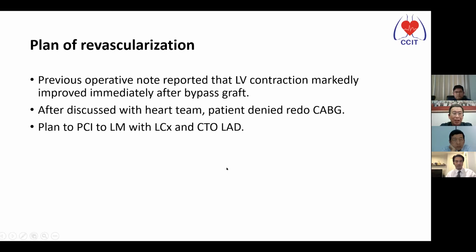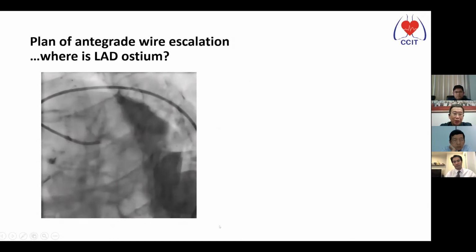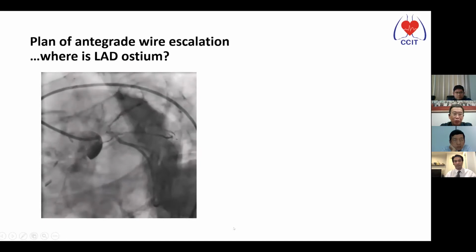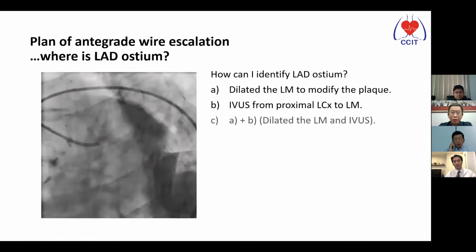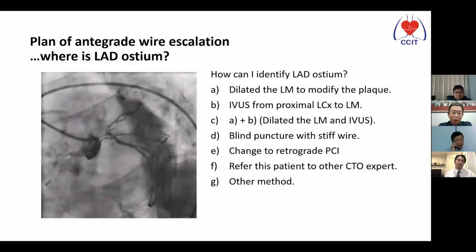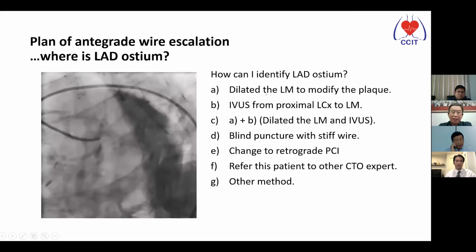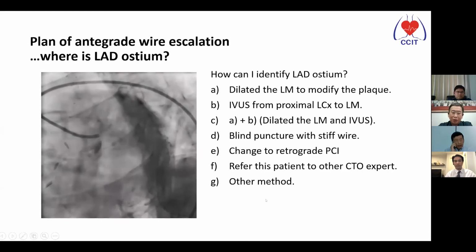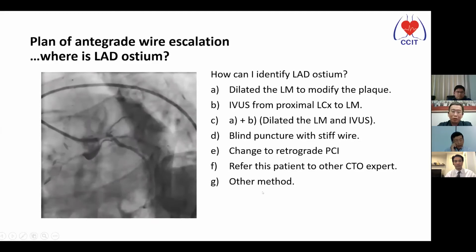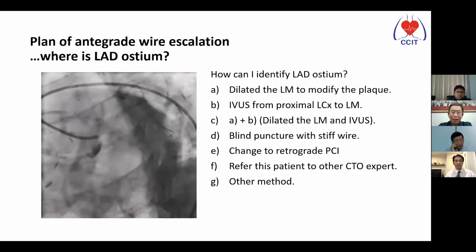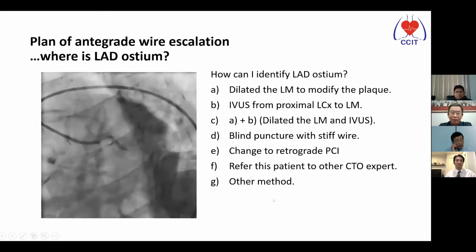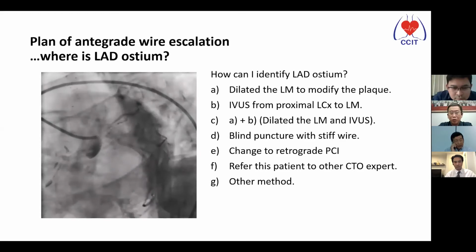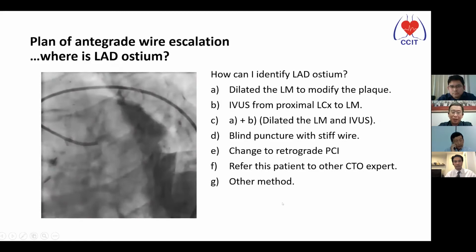But the problem is that in this angiogram, we cannot see the opening of the LAD. So where is the LAD ostium? What should we do to identify the LAD ostium? Since the left main in this case looks very tight, should we dilate the left main first? Maybe it can modify the plaque geometry and you can see some ostium. Or you try to push an IVUS into the proximal circumflex and pull back to see where the LAD is. Or you combine A and B: dilate the left main first in case the IVUS cannot cross, and then put in the IVUS later. Or you try to puncture with a slip wire somewhere toward the calcified shadow. Or you think of retrograde PCI, or refer to another expert.